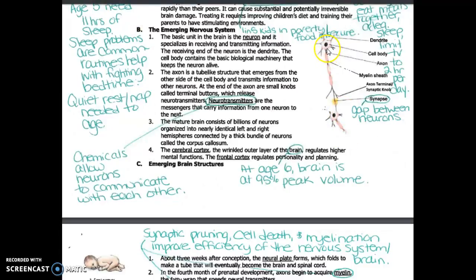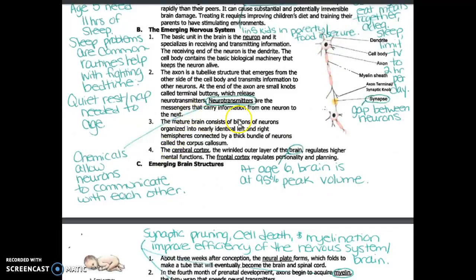On the axon here, there's this myelin sheath, which is like a fatty coating that helps messages go through the axon much faster. And as we mature, this myelin sheath will increase, especially in early childhood years and through adolescence, and it's called myelination. So you'll hear that term again. Myelination just means that the messages can flow through the axon of the neuron so much faster.